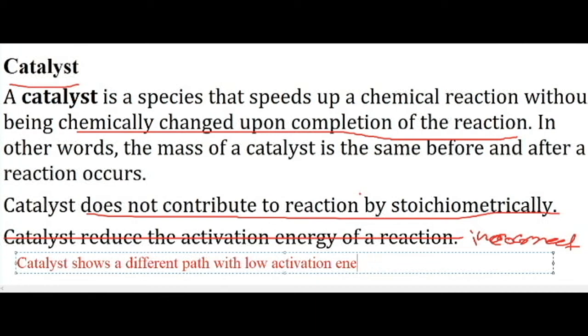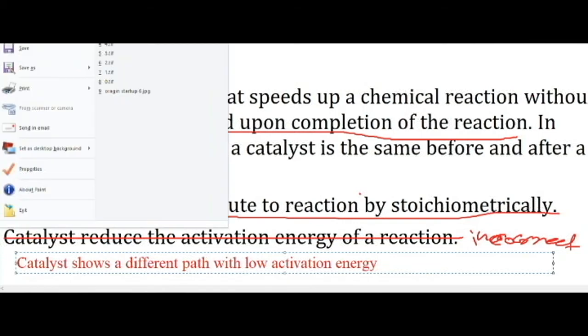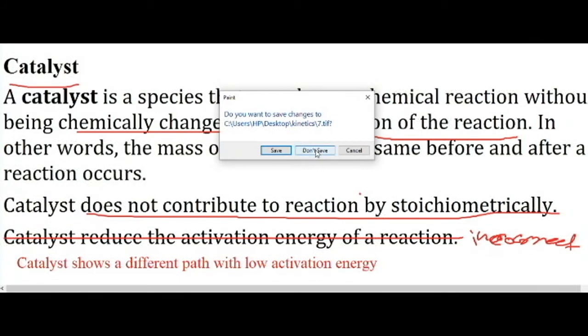This is what happens. A catalyst shows a different path with low activation energy. That is the point that we can use for the contribution of the catalyst on the rate of reaction. So I will explain using an energy graph. Think about this one.